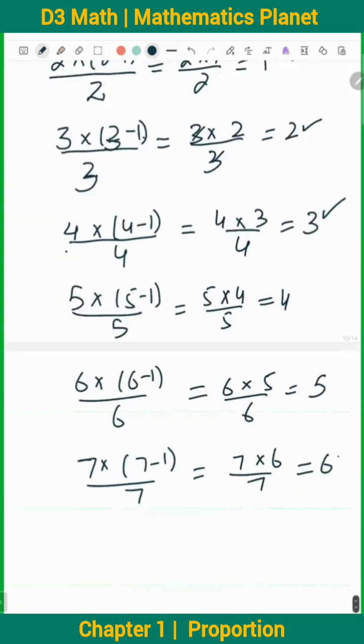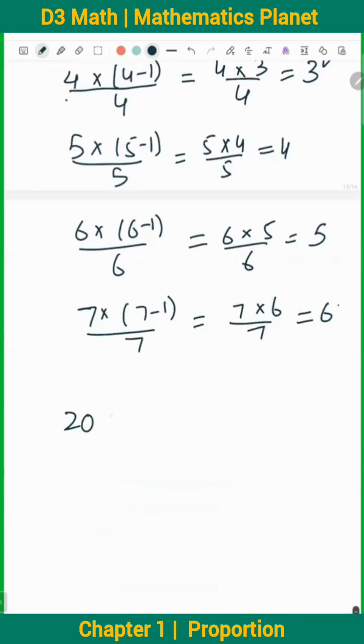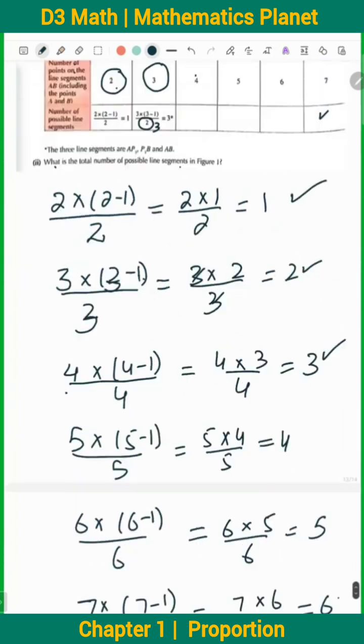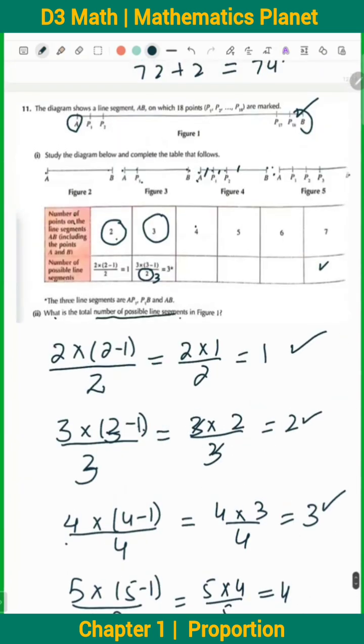So for the 20 points, we will do 20 times 20 minus 1 by 20, which will be equal to 20 times 19 by 20, which is equal to 19 line segments. So are they asking, what is the total number of possible line segments? Yes, there would be 19 line segments for figure 1. Okay. Is everything clear? Yes. There was a small mistake, so you can just handle this mistake.